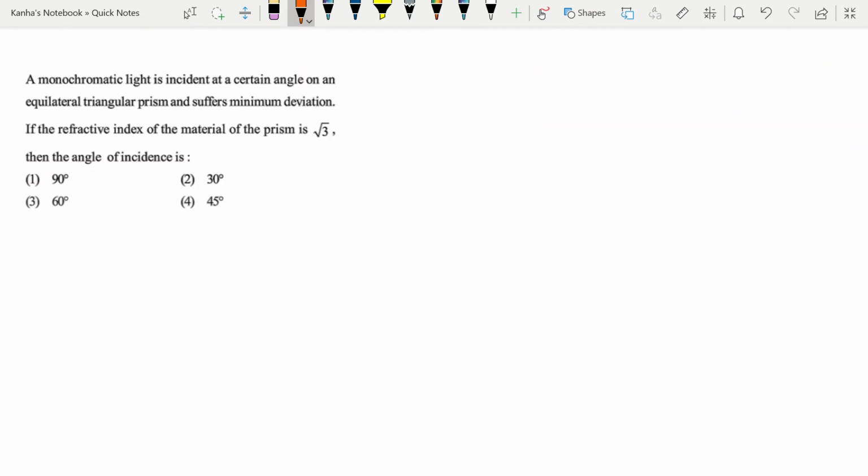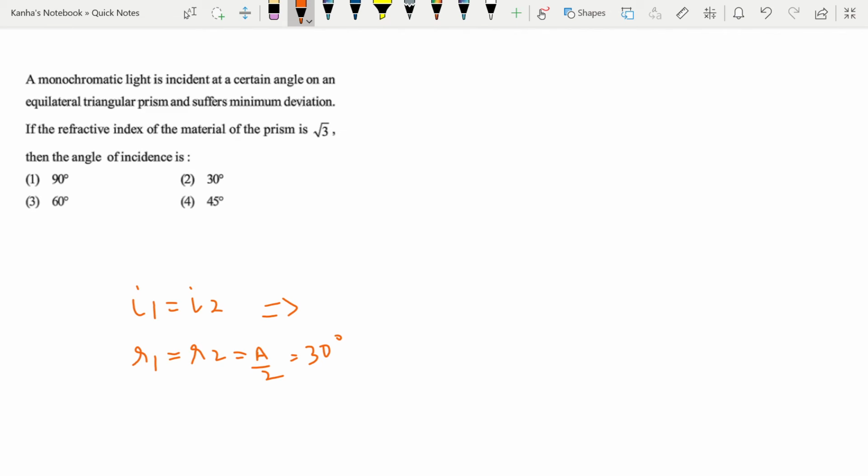Okay, so another question is in front of you. A monochromatic light is incident at a certain angle on an equilateral triangle prism and it suffers a minimum deviation. If the refractive index of the material of the prism is √3, then the angle of incidence is given by which of these? So I will ask you to recall the conditions for minimum deviation. The conditions are I1 is equal to I2, R1 is equal to R2. That implies R1 is equal to R2 is equal to A by 2 is equal to 30 degrees.